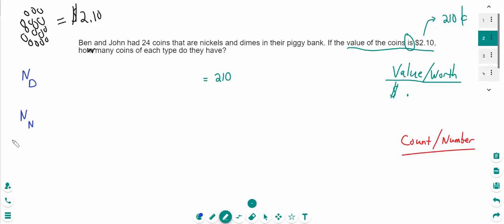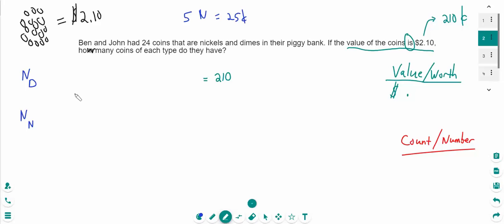If you think about it, how do you count up the value of money? Well, you could take the number of dimes and multiply that by the value of a dime, which is 10 cents. So if I have 4 dimes, I can multiply that by 10, and that'll give me the value, 40 cents. If I have 5 nickels, I multiply that by its value, and the value of a nickel is 5, so that would make it 25 cents, 5 times 5.